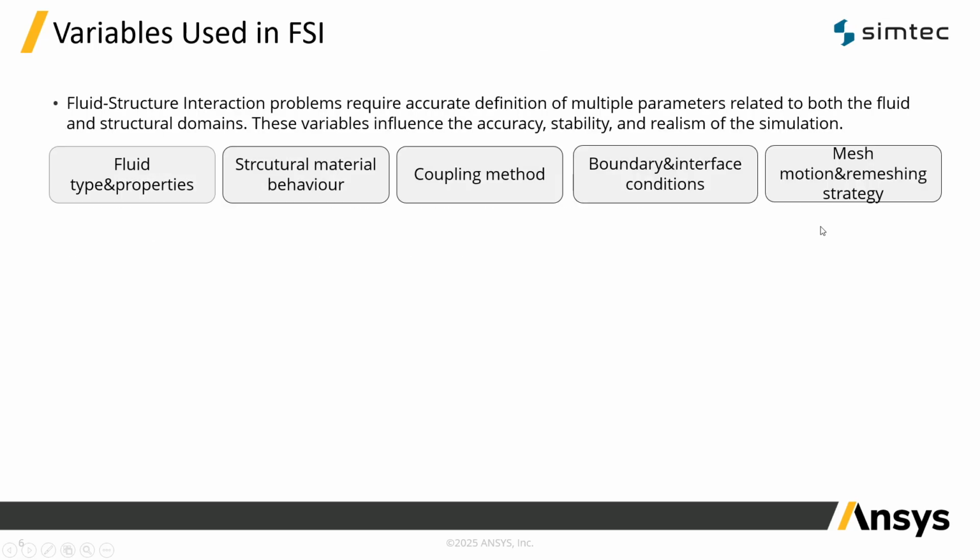Fluid solid interaction problems require accurate definition of multiple parameters related to both the fluid and structural domains. These variables influence the accuracy, stability, and realism of the simulation. So, we may look into fluid type and properties, structure material behavior, coupling method, boundary interface conditions, mesh motion, and remeshing strategy.